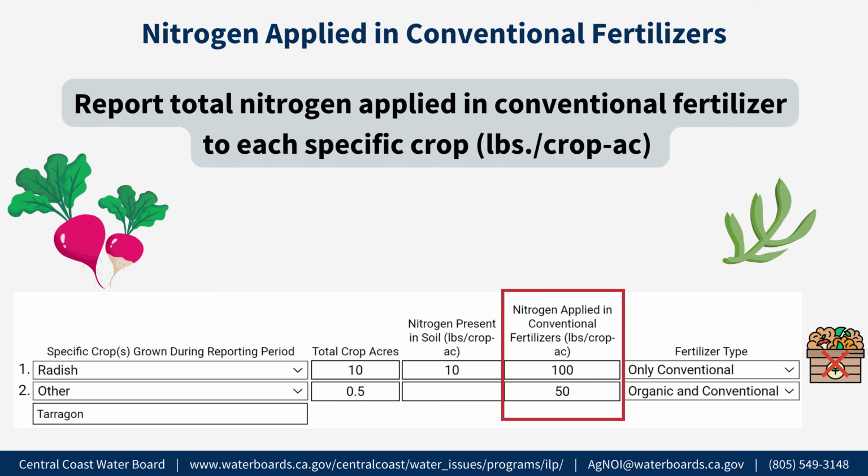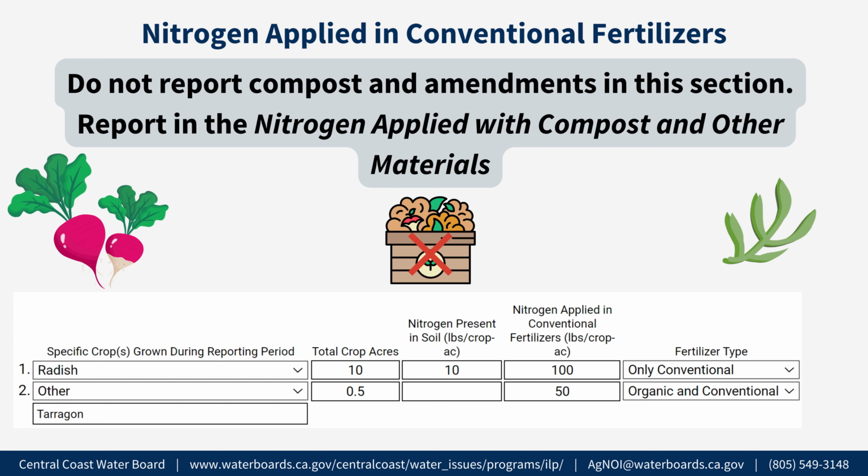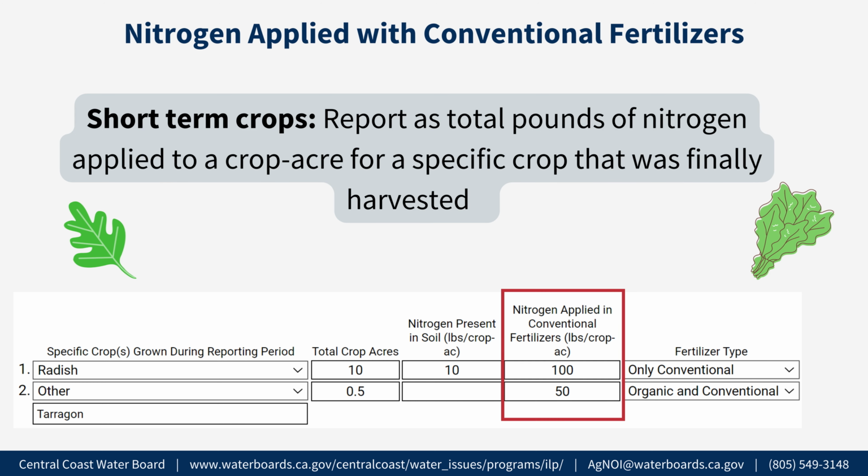Report the total nitrogen applied in conventional fertilizers to each specific crop during the reporting period in pounds per crop acre. If a crop receives both conventional and organic fertilizers, report the conventional applications in this section and the organic applications in the next section, nitrogen applied with organic fertilizers. Do not report compost and amendments in this section. These should be reported in the previous section, nitrogen applied with compost and other materials.